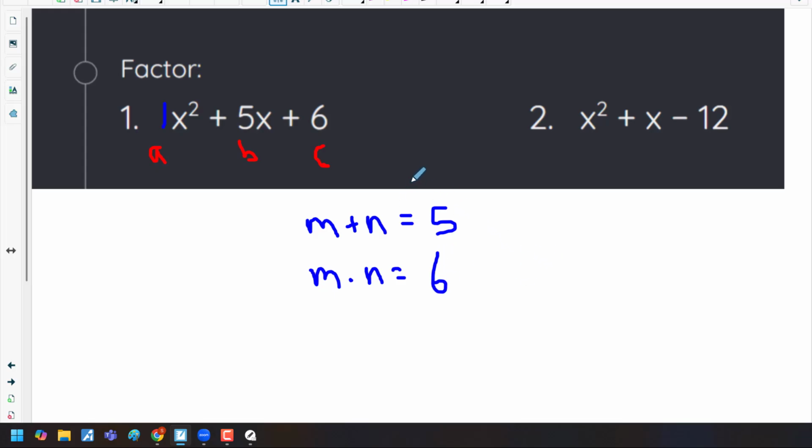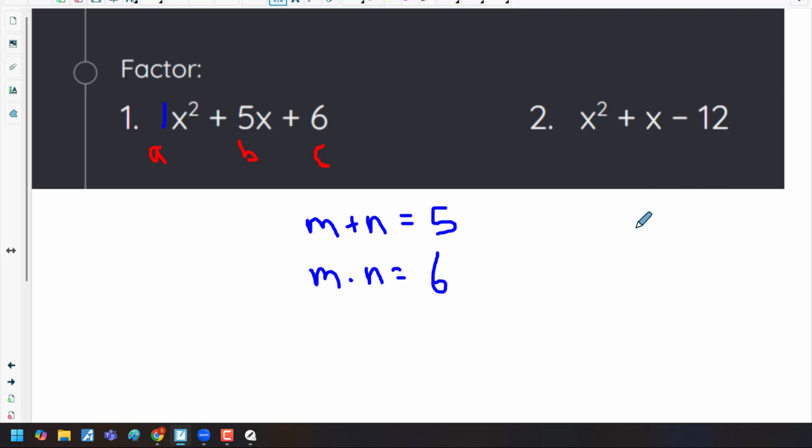So here we have m plus n equals 5, m times n equals 6. What two numbers hold true for these two equations? We can guess random numbers, or there's a way to do this, and I'm going to teach you the way. I'm going to do it for the next example as well.